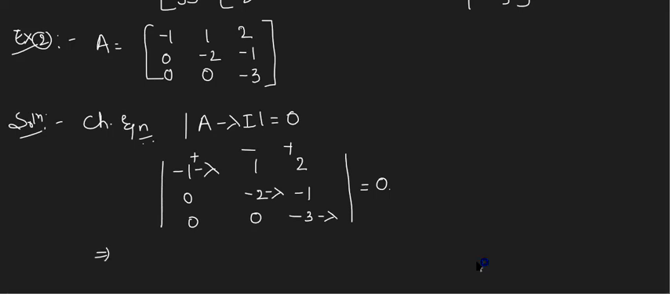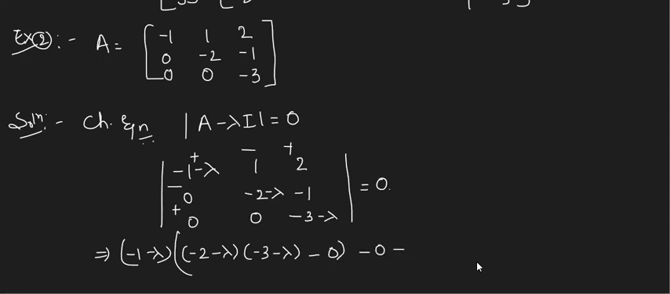Let me take according to that. So this is plus, minus, plus, minus, plus. I'll take according to the first column. So (-1 - λ) into (-2 - λ) into (-3 - λ) minus 0 into -1. 0 into -1 is 0 only. Next is minus 0 plus 0.